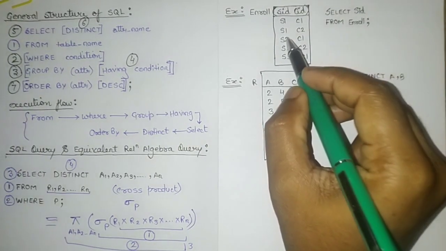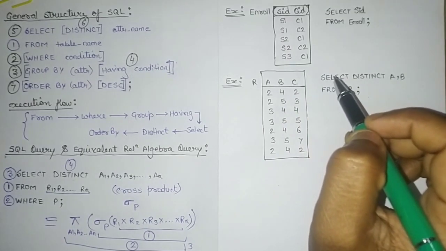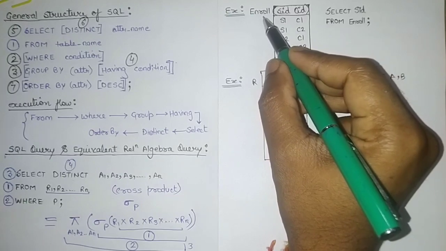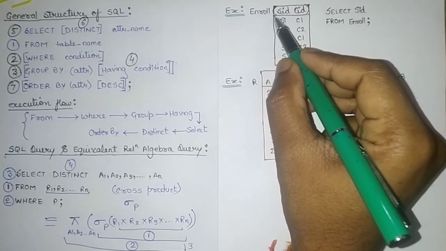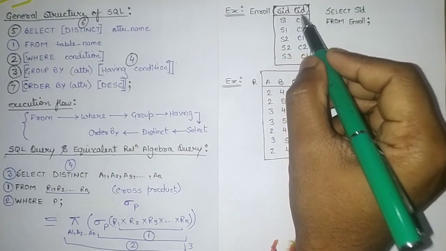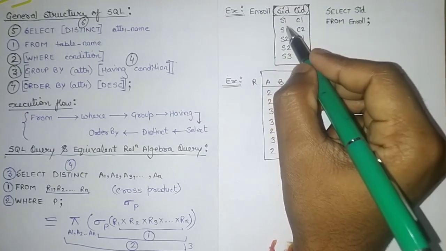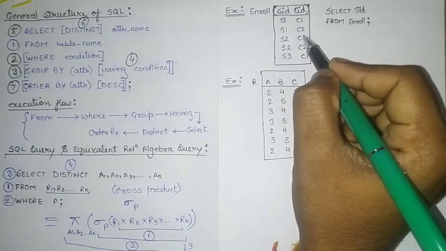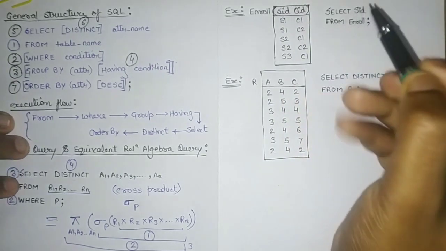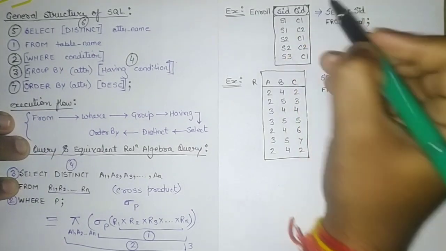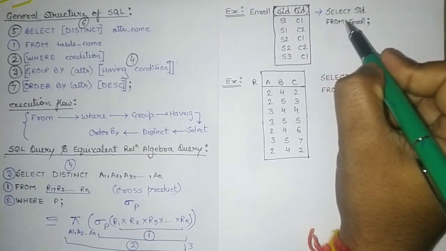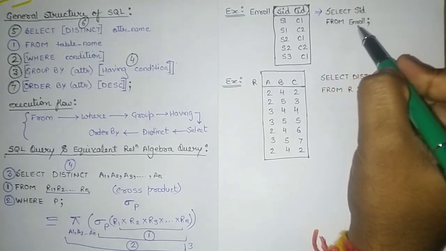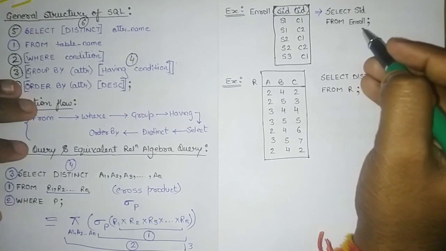Now I have an example here. Let's try to understand some basic things. I have an enroll table, and in this enroll table I have two attributes, student ID and course ID. In student ID I have S1, S1, S2, S2, S3, and in course ID I have C1, C2, C1, C2, C1. So what does this first query want? This is a SQL query we want to resolve. It says to select student ID from the enroll table.